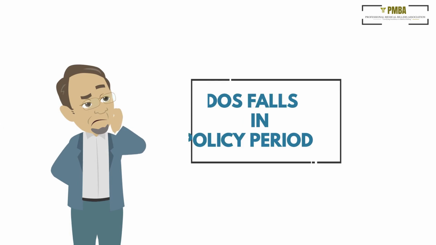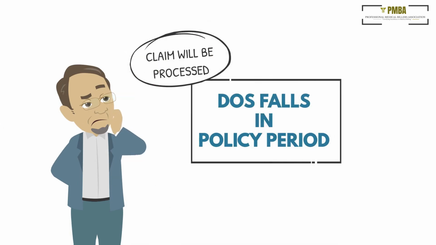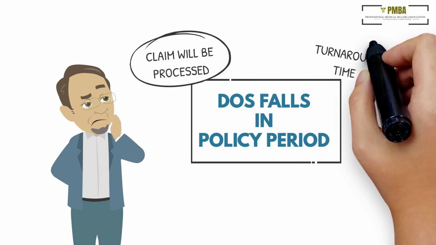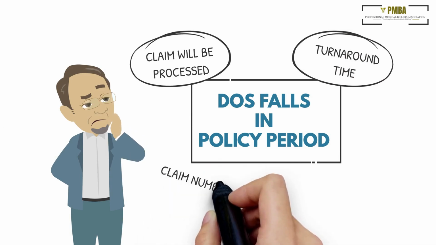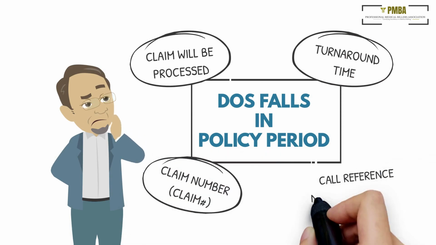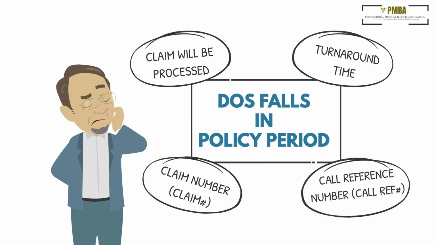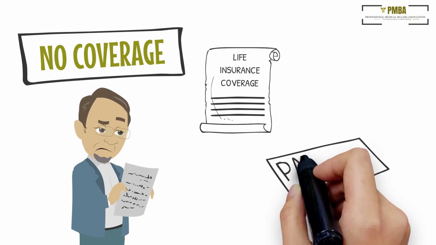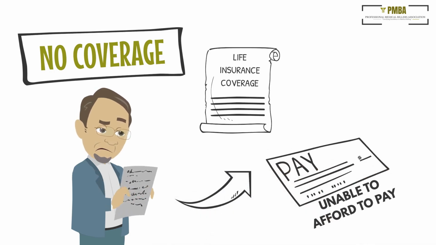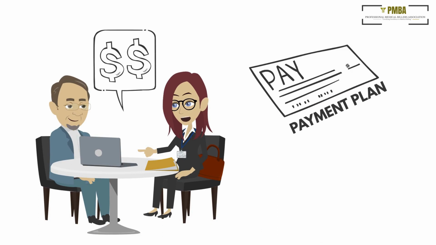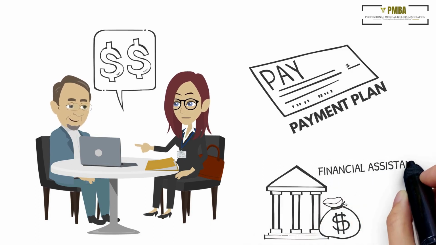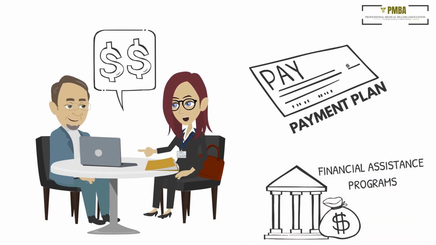If the DOS falls within the policy period, claim will be processed. Inquire about the turnaround time, TAT, for the reprocessing. Make sure to take the claim number, claim hashtag, and call reference number, call ref hashtag, related to the denied claim. If there is no coverage and if the patient is unable to afford to pay for the services, you may be able to work with them to set up a payment plan. You may also be able to offer them financial assistance programs.